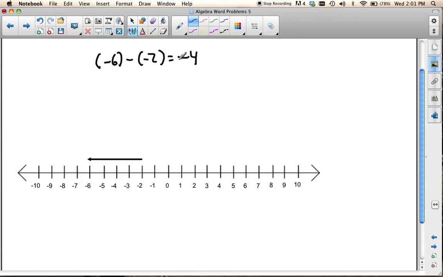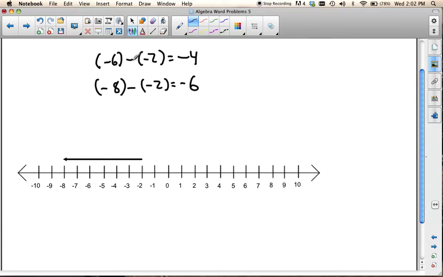Okay? So even if I had negative 8 minus negative 2, it's the exact same thing. I have my second term, which is negative 2. I move my arrow to negative 8. I look how many spaces I have. 1, 2, 3, 4, 5, 6. My answer is 6, but because my arrow is pointing to the left, it's negative 6.